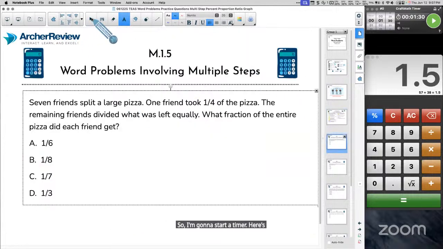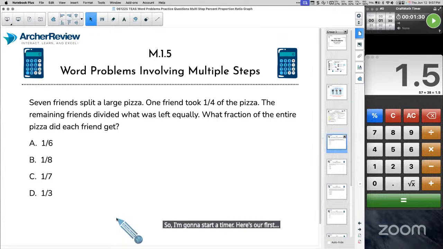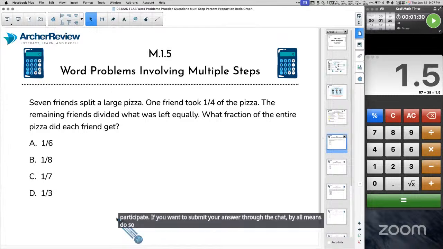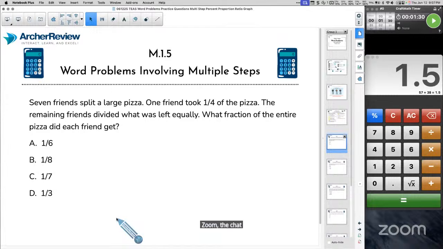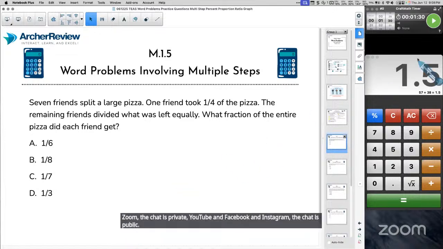Here's our first question. Feel free to participate. If you want to submit your answer through the chat, by all means do so. On Zoom, the chat is private. On YouTube, Facebook, and Instagram, the chat is public. Let's go ahead and get started.